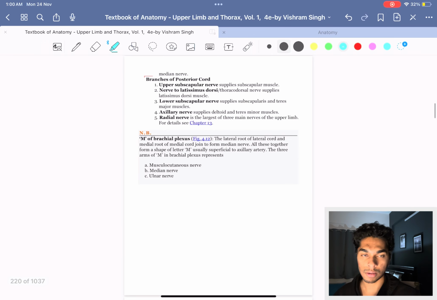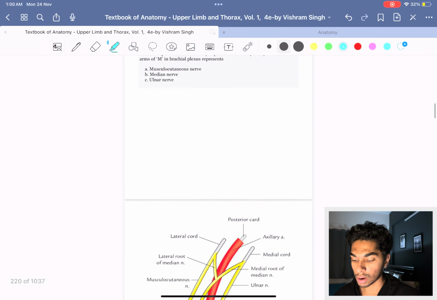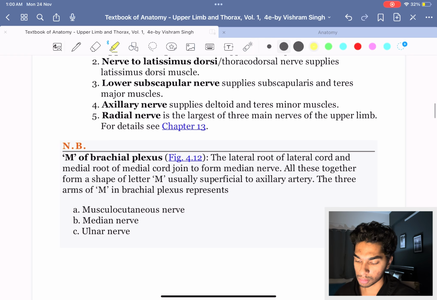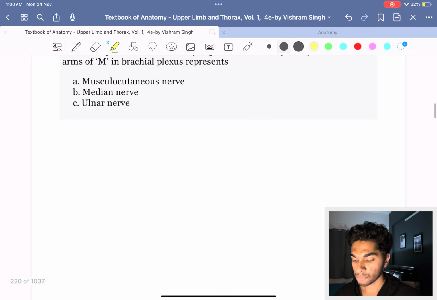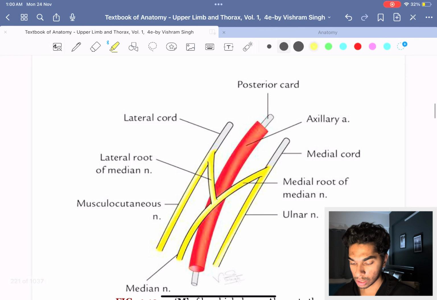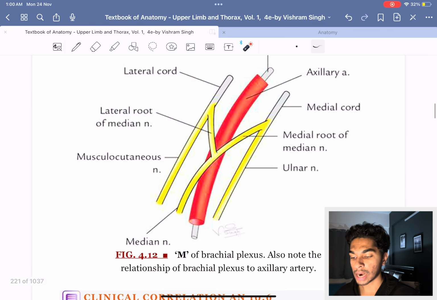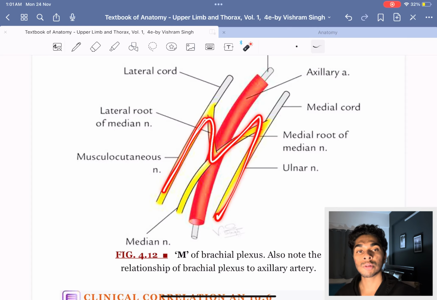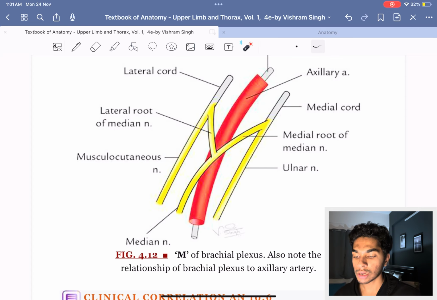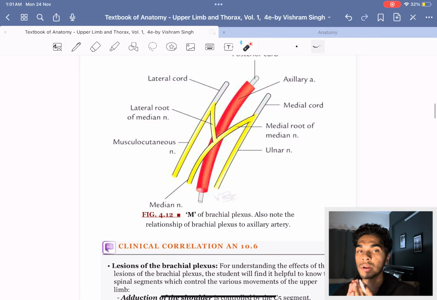You're done with that. And there's something called the M pattern. What is this M pattern? You see this? See this M pattern? It's formed by the lateral root of median nerve, medial root of median nerve, and median nerve. This is the axillary artery. This axillary artery is again important. I'll teach in the next video. So remember, on the axillary artery, you can see this M-shaped pattern. You can even see this while dissecting. Please do observe that. This is your M-shaped pattern of brachial plexus.